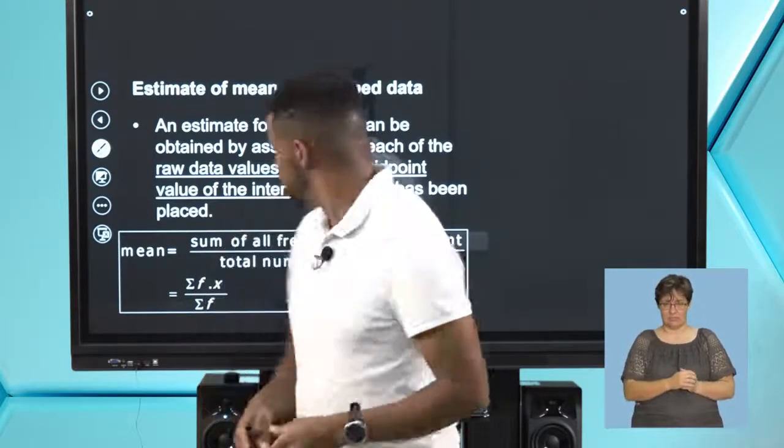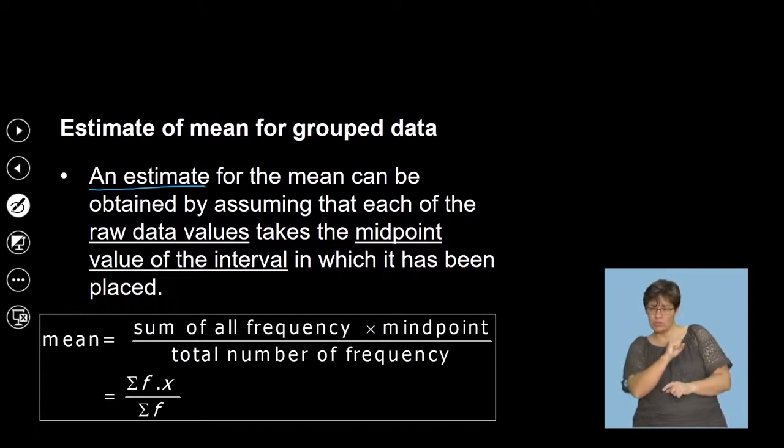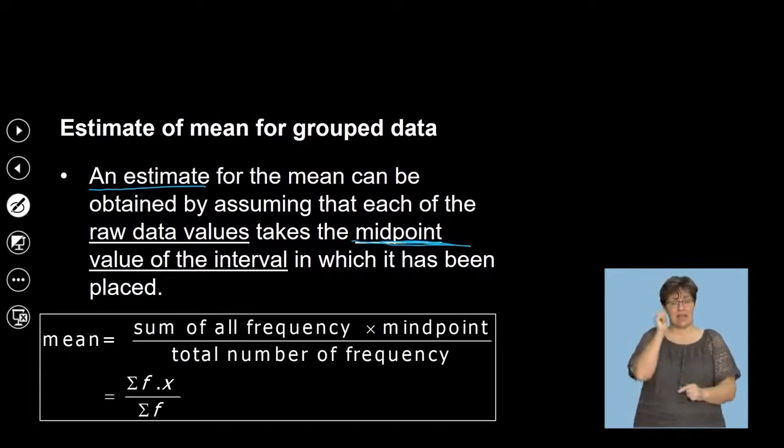Using the data, an estimate for the mean can be obtained by assuming that each of the raw data takes the midpoint value of the interval in which it has been placed.